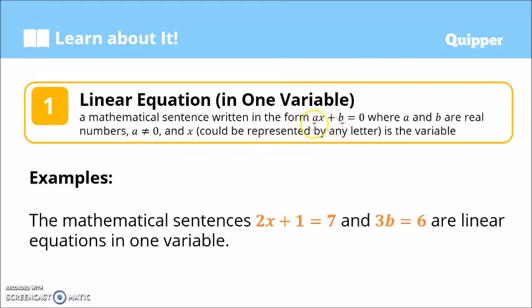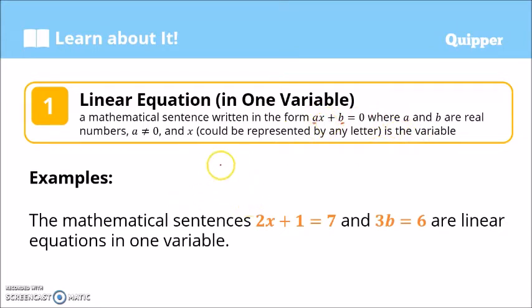Where the a here is a real number but it cannot be equal to 0. So, it cannot be 0, because if a becomes 0, the x will also disappear. So, we no longer have a variable. Okay? So, we are linear equation in one variable. Our x here is our variable. This could be represented by any letter.